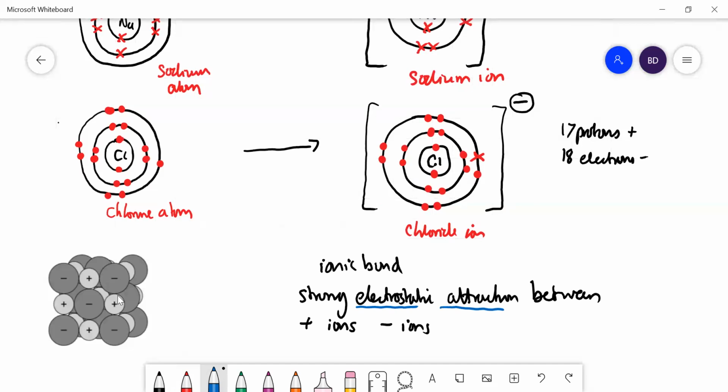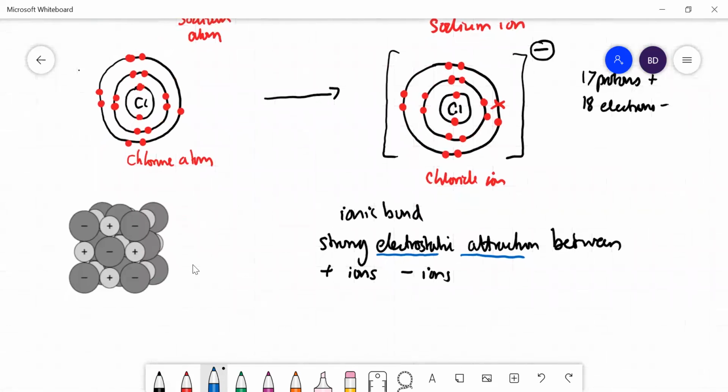Now, quite often people have this incorrect idea. Because the formula is written down as NaCl, they think that it's somehow like a molecule of sodium chloride, and you have one sodium stuck to one chloride. That is not what happens.